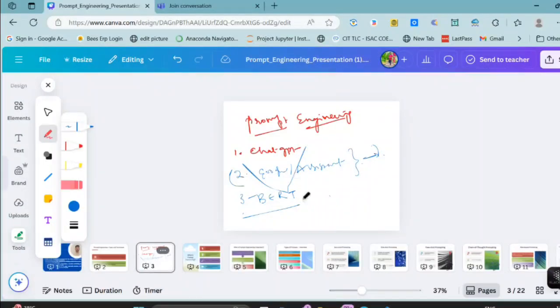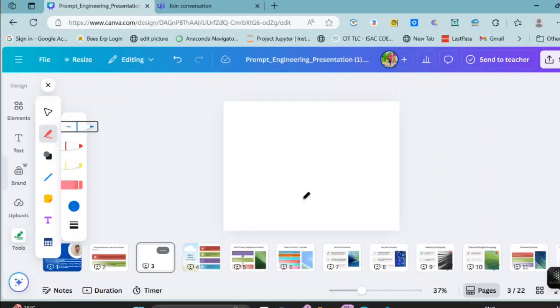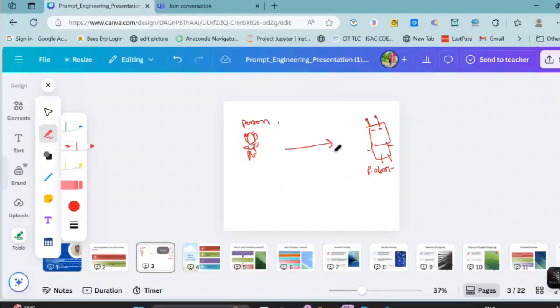So, what is prompt engineering? Let's assume it with one diagram. So, this is a person, and this is a robot. I would like to ask a few questions to ChatGPT to get some practical information or some confidential information. Or I need first information, second images.